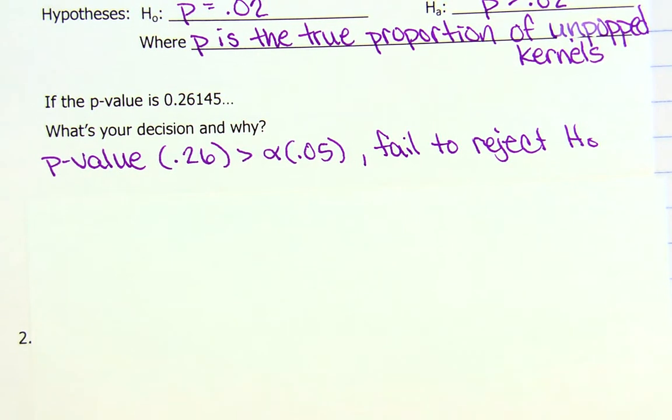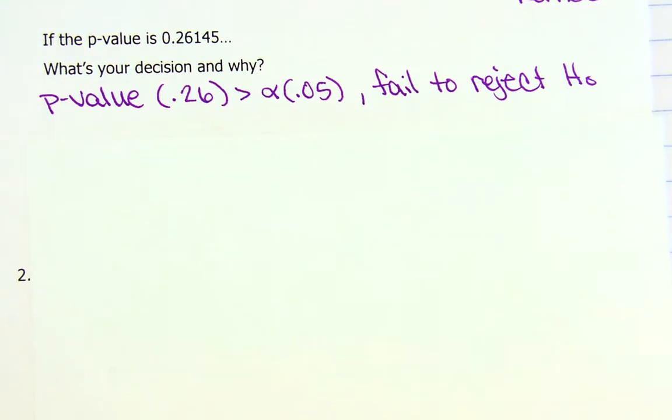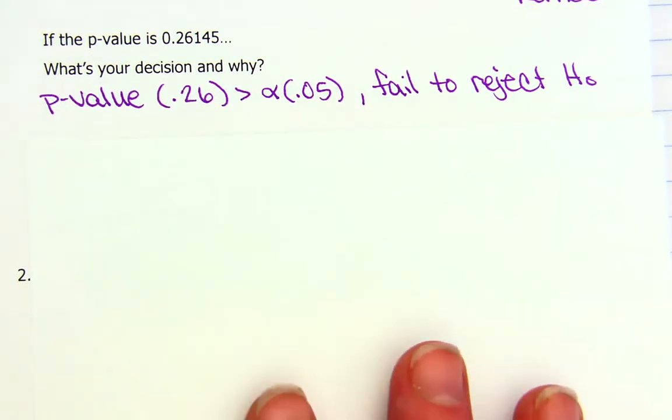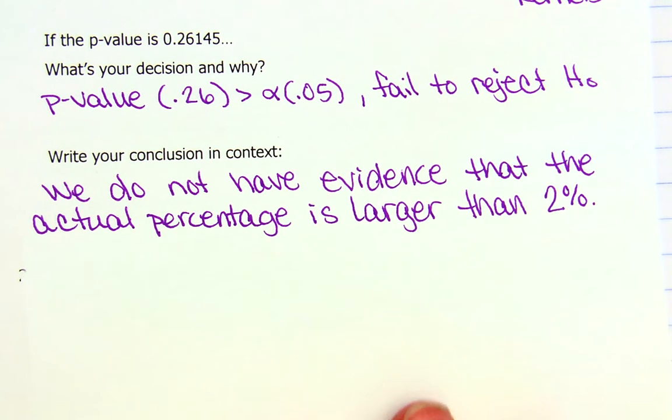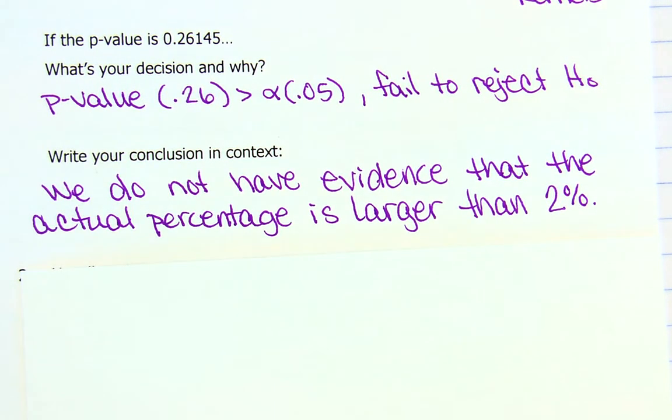So if I'm failing to reject, is there evidence or is there not evidence? It's not. So we do not have evidence that the actual percentage, and if you want to put popcorn kernels that are unpopped, is larger than 2%.